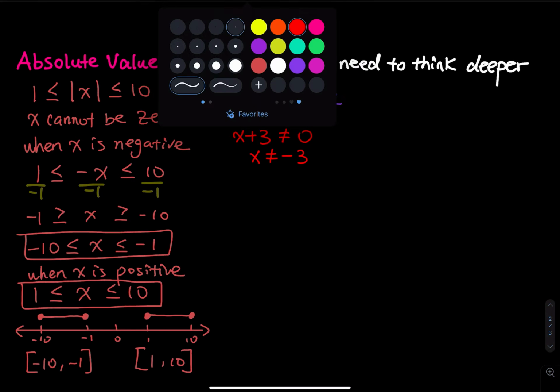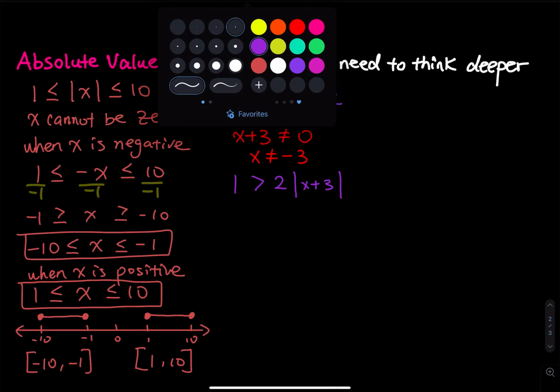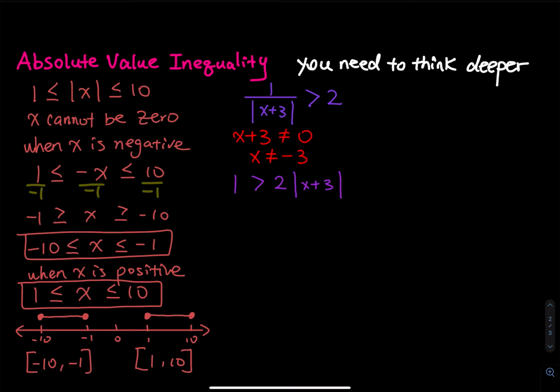So let me match the color code. So you have 1 greater than 2 times absolute value of x plus 3. Okay, in case you don't know why we do that, we can make a side note. Let's say you have 10 divided by 2 greater than 1. So that is true, right? 10 over 2 is greater than 1. You can get rid of the fraction by multiplying 2 on both sides. And 10 is greater than 1 times 2. That is still true, right? Which is exactly what I just did.